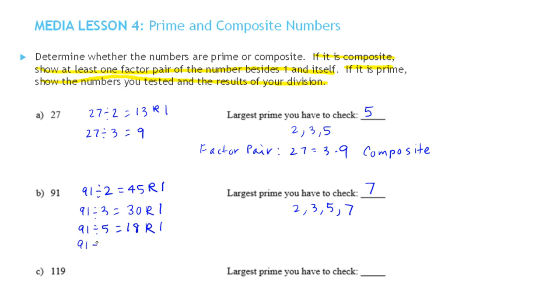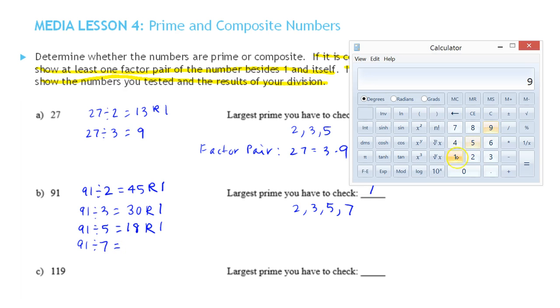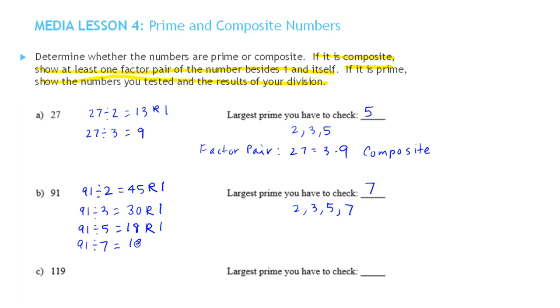Is 91 divisible by 7? And 91 divided by 7 is, look, it is. It is exactly 13. So we had to go all the way to the largest prime number we had to check, but now we see 91 equals 7 times 13. So it has a factor besides 1 and itself, so 91 is composite. So again, make sure you check all the factors and don't just go by the looks of it.